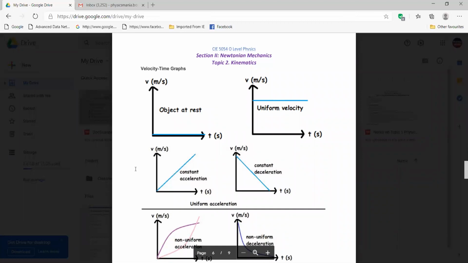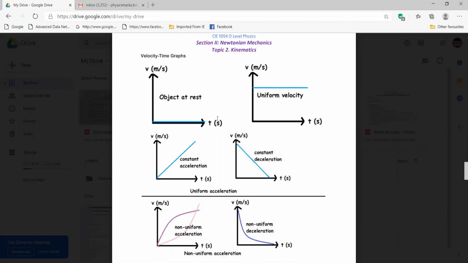Now the velocity time graphs, right? Different velocity time graphs. The first diagram. Can you read the diagrams and explain the diagrams? Yes.